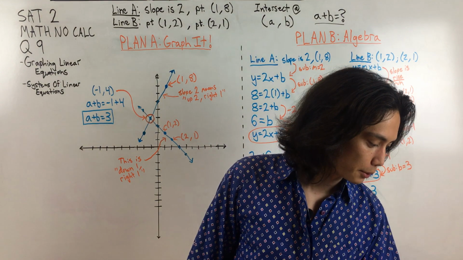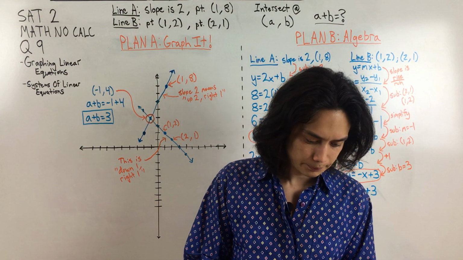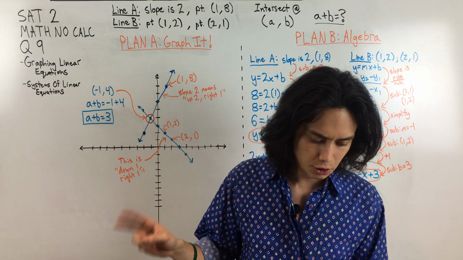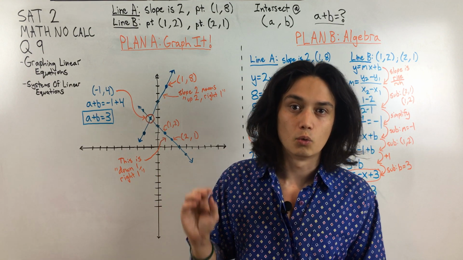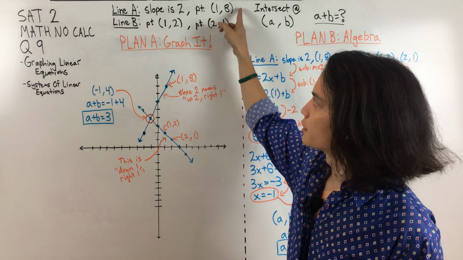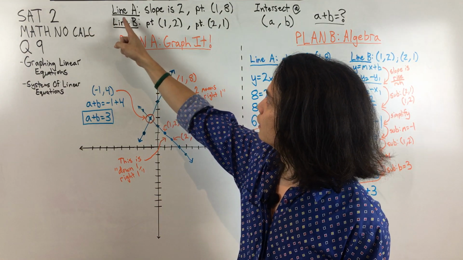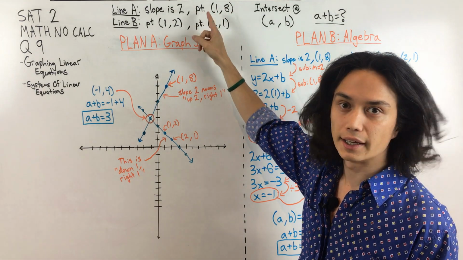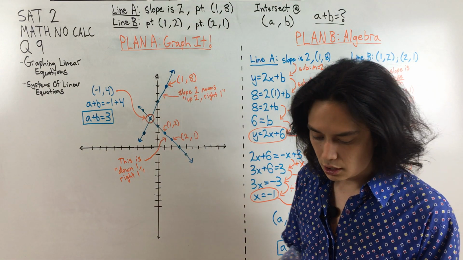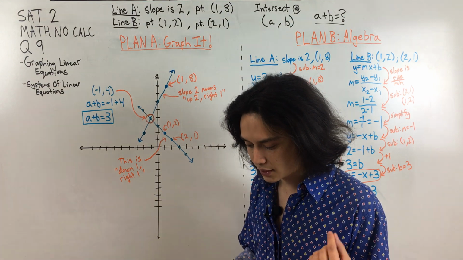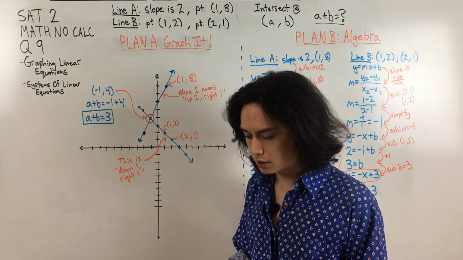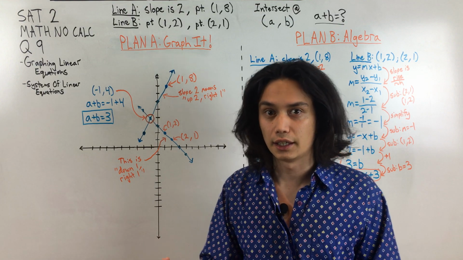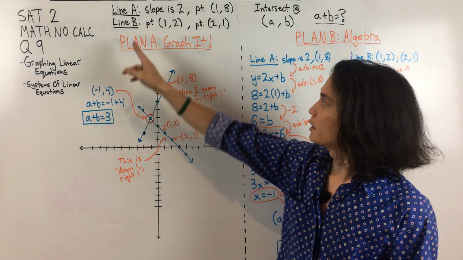I'm going to read it off my paper. The question says, the graph of a line in the xy plane has slope 2 and contains the point (1, 8). I've just translated this up here. Say this: the graph of one line, line A, the slope is going to be 2, and it's going to have the point (1, 8) in it. That's how I've translated that. It goes on. The graph of a second line passes through points (1, 2) and (2, 1). So they're describing a second line that's going to go through 2 points. And that's what I've said here.